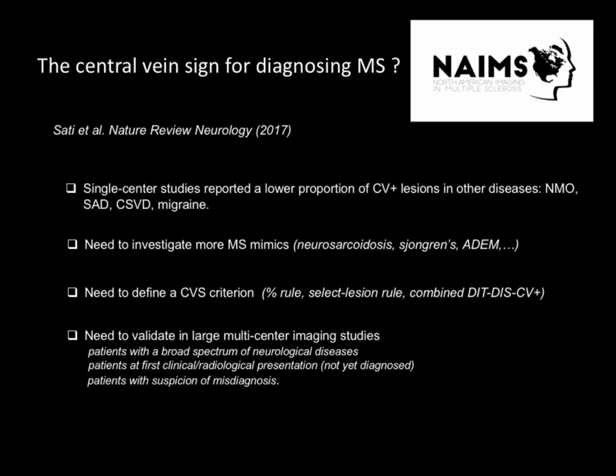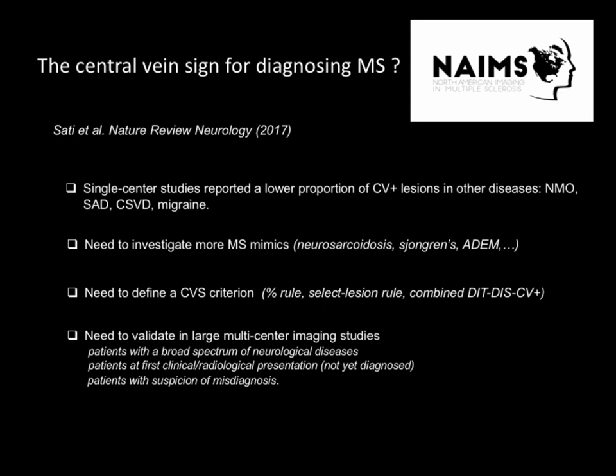Or you can just look at patients undiagnosed yet. So you want to move prospectively. You want to go in patients you don't know the disease. You're going to follow them over time, and you're going to compare the existing criteria versus a more refined criteria that includes the central vein and see if there's any difference.